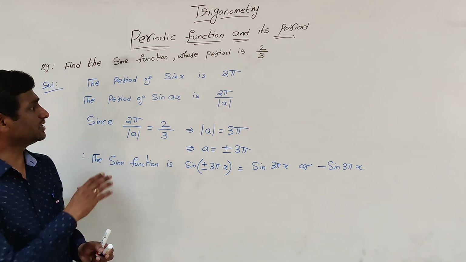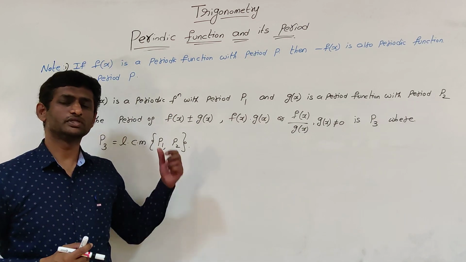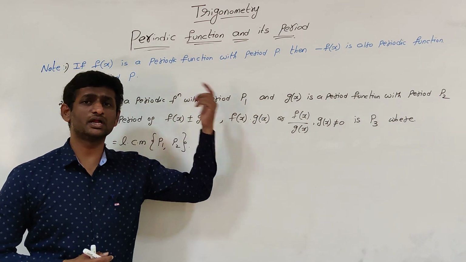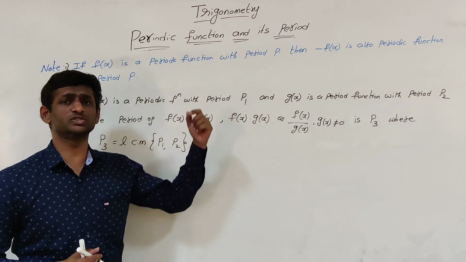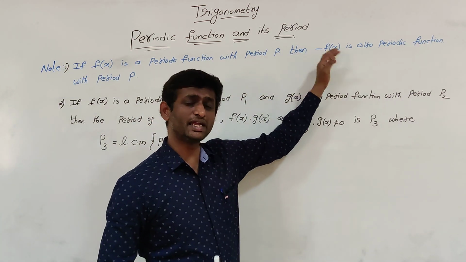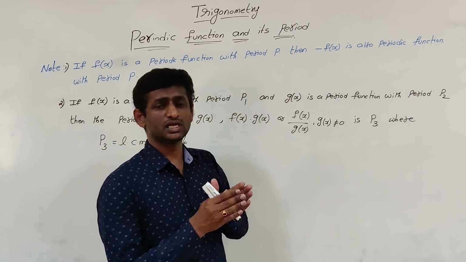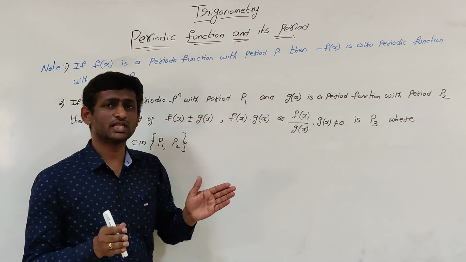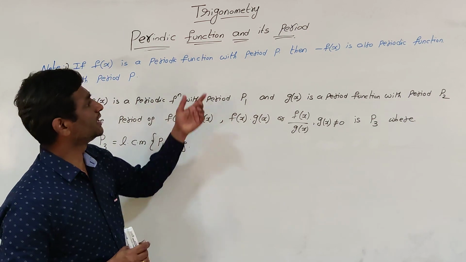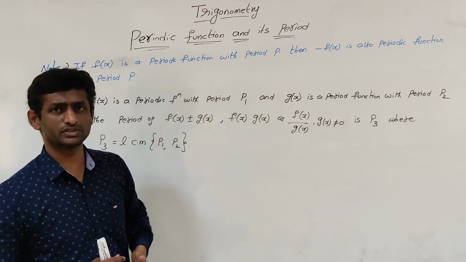We'll have a short note. That is, if f of x is a periodic function, it should have a period. So if the period is p, then the negative of its function will have the same period. Means the length of the shape will not change. So for a negative also the same shape repeats for every p units.